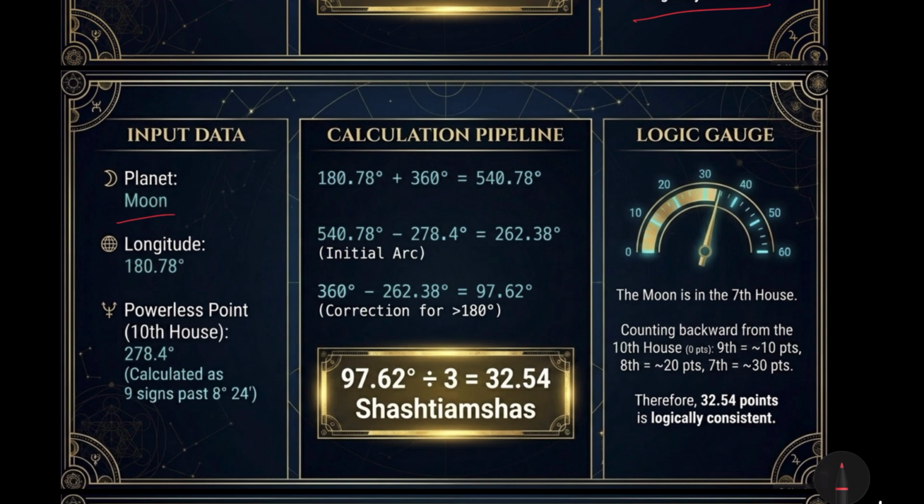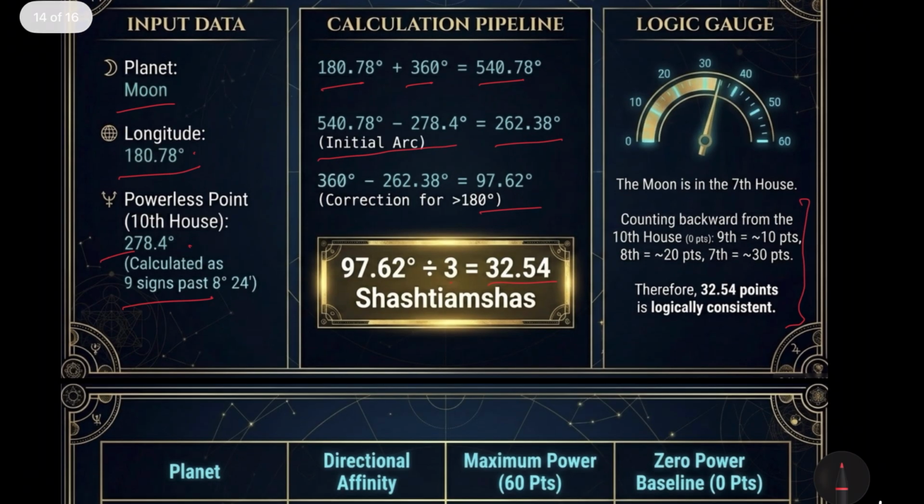Similarly, for the Moon, the Moon longitude is 180.78. The powerless point is 278.4 because it is the 10th house cusp: 9 sign 8 degree 24 minute, which is 98.4 plus 180, giving 278.4. So 180.78 plus 360 is 540.78, because the longitude is less than the powerless point. Then we subtract and get 262.38, which is again greater than 180. So we subtract it from 360 and get 97.62. If we divide it by 3, we get 32.54. With a similar analogy, we get 32.54 Sashtyamsha for the Moon.